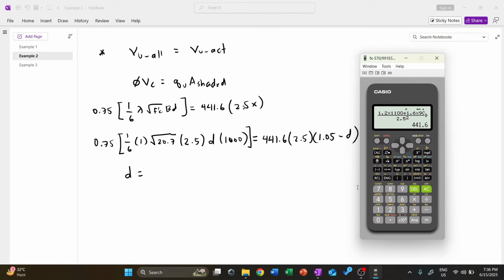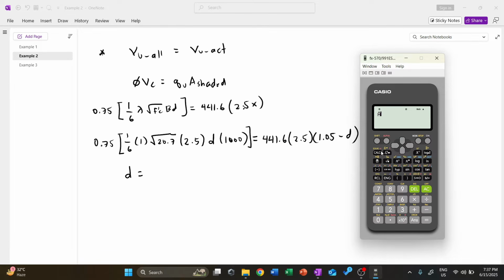So we can simplify first all the constants on the left. Let's do 0.75 times 1/6, times square root of 20.7, times 2.5 times 1,000. Then divide the remaining constants on the left: 441.6 times 2.5. Then let's store this in letter A. So this is its value, stored in A.